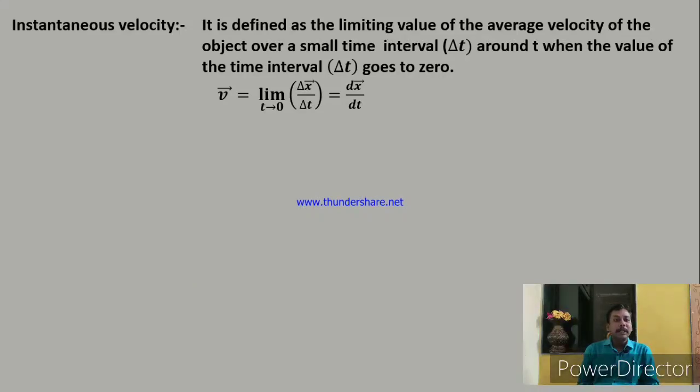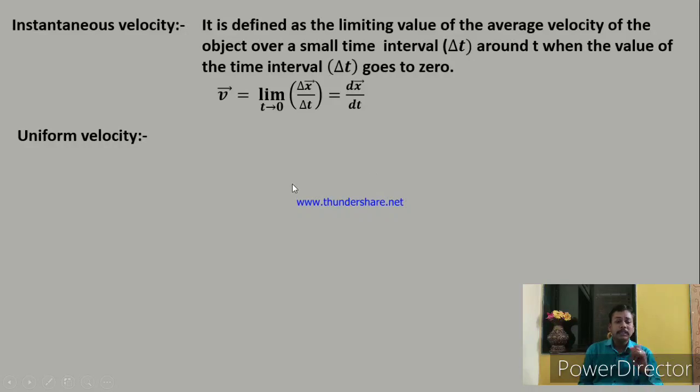Now instantaneous velocity. Instantaneous velocity is the velocity for an instant, meaning the time is very small. It is defined as the limiting value of the average velocity of the object over a small time interval delta t around t when the value of the time interval delta t goes to 0. That is v bar is equal to limit of delta t tends to 0, delta x bar upon delta t, that is equal to dx bar by dt. So when the time interval is small, we derive the velocity for a small instant, and that is called instantaneous velocity.